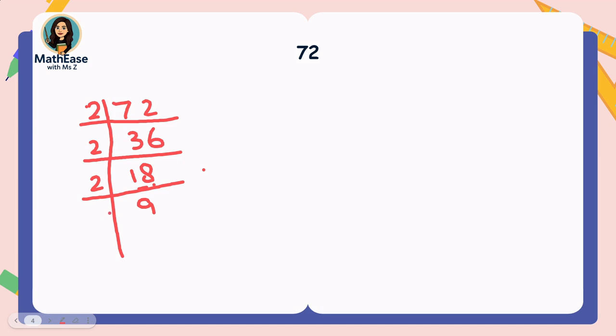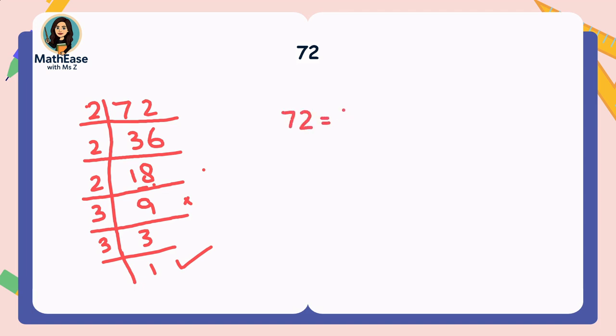Now here's the catch. 9 is not even, so we can't use 2 anymore. Move on to the next prime number, which is 3. Can 9 be divided by 3? Yes, it can. So 9 divided by 3 is 3. You write 3 here and 3 over here. And 3, which we have here, is a prime number. So we divide it by 3 again, and now you finally get 1. Perfect. We've reached our goal. Now let's write down the prime factors. 72 is equal to 2 times 2 times 2 times 3 times 3.